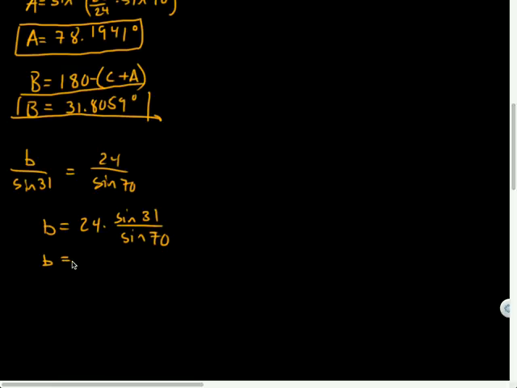So 24 times the sine of my second answer divided by sine of 70, close parentheses, equals 34.13.4608. So there is my first possible triangle.